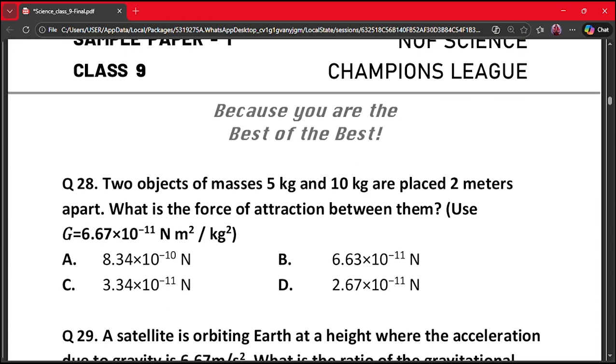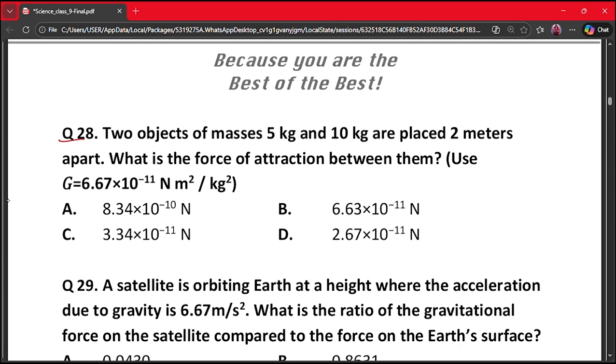Our next question is question number 28. Two objects of masses 5 kg and 10 kg are placed 2 meters apart. What is the force of attraction between them? Use G equals 6.67 into 10 raised to the power minus 11 N meter square per kilogram square. So here we'll follow step by step. F equals G m1 m2 upon r square. So this is the formula we are going to use, and substituting value gives 8.34 into 10 raised to the power minus 10 N. So our correct answer is option A.